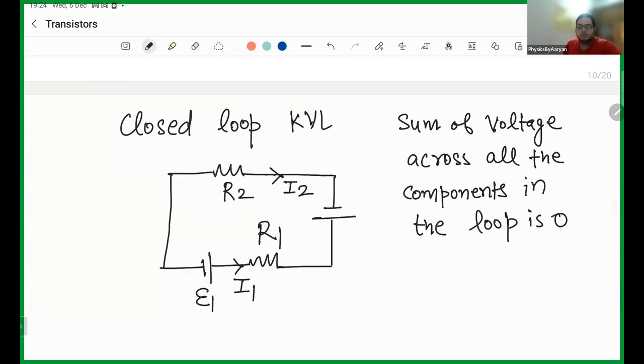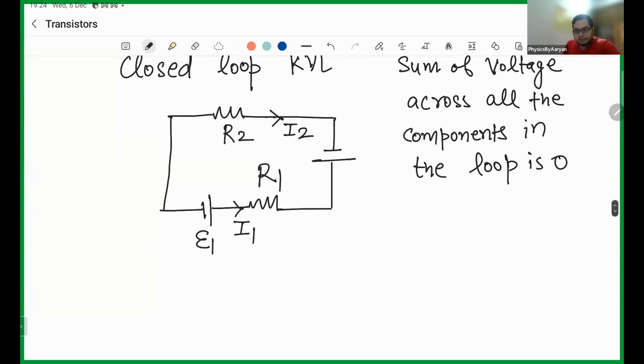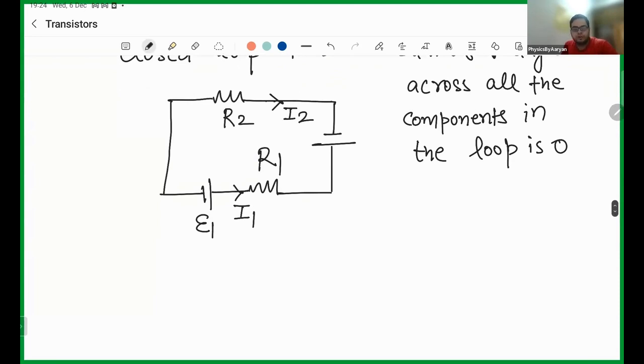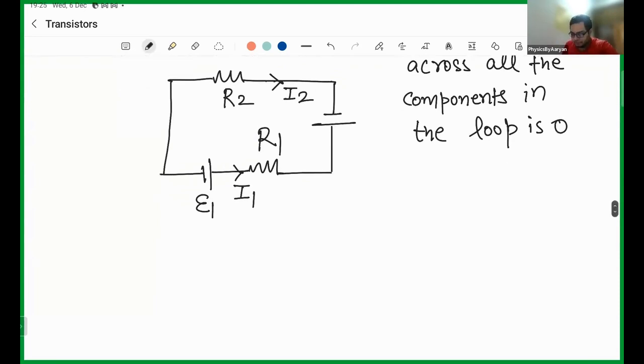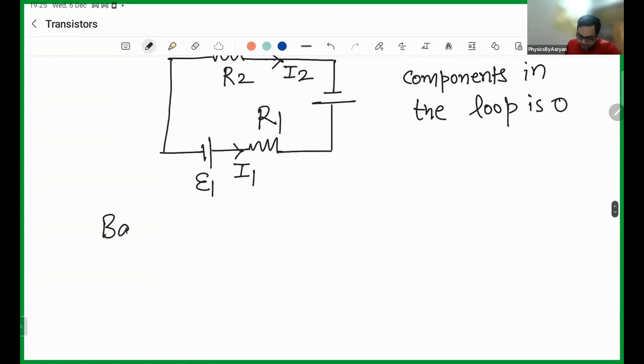In the loop is 0. Okay. And there will be basically two components in the basic circuit. What will be those two components? One will be your battery and one will be your resistor. And you can clearly see in this circuit, one is battery and one is resistor.